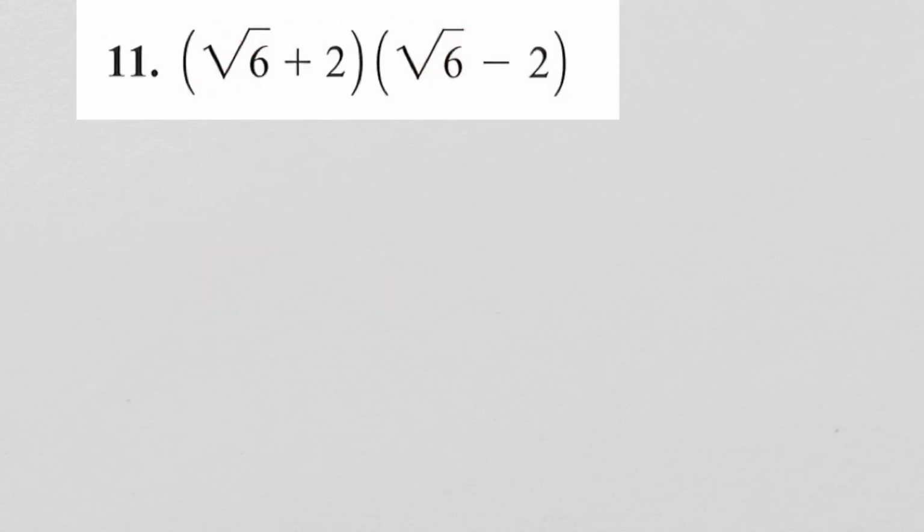These two binomials are conjugate pairs. Whenever you multiply conjugate pairs, it's always the square of the first thing, which will give you just 6, minus the square of the second thing, which will give you 4. 6 minus 4 is 2.